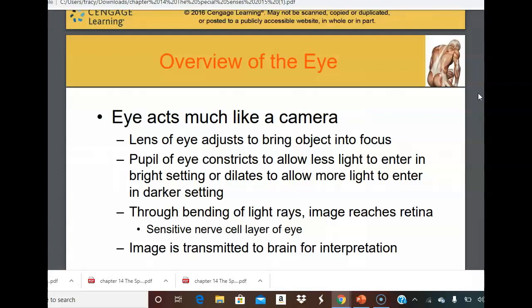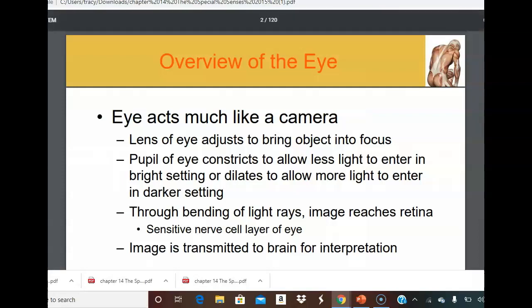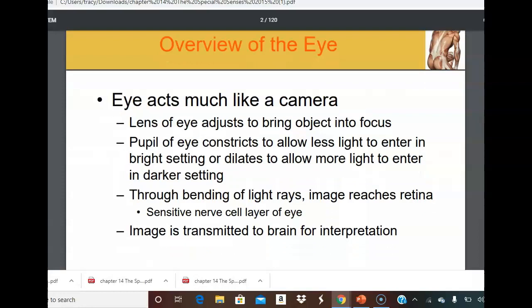It's really complex. There are lots of structures in there that allow us to be able to see images as we do. It does act a lot like a camera. I'm not a photographer, so I can't really equate it exactly, but we have certain structures that are very similar to a camera. So we have a lens, and the lens of the eye adjusts objects to bring them into focus on the retina, and the ability of the lens to do this is called accommodation, and you'll see that word listed in the book.